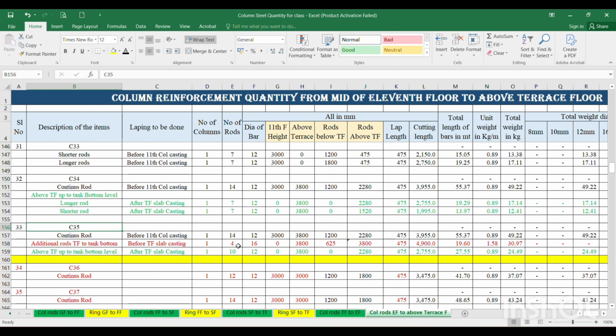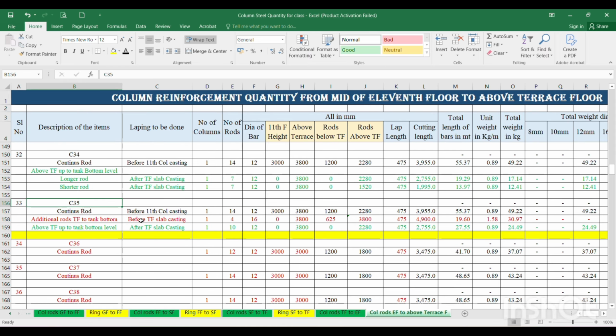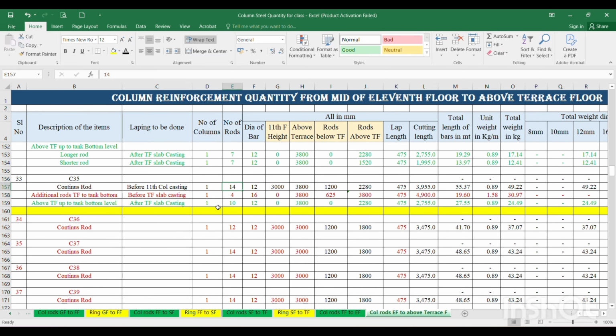This 416 is starting from before terrace floor slab casting. These 4 numbers need to be added. The rest, all 14 of 12, go from terrace floor to this floor height, where 3800 has been taken. After casting of the terrace floor slab we add this 3800. Only these 4 number of 16 are to be added before terrace floor slab casting, and the remaining 14 of 12 will be lapped at the time of 11th floor column casting. So this is the column lapping I explained up to 35.